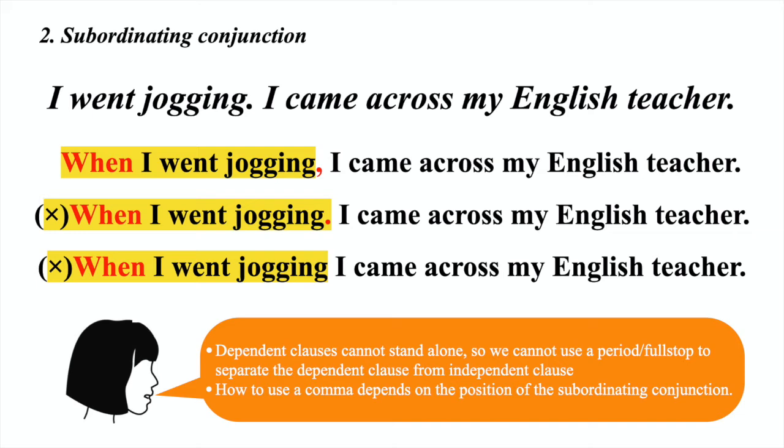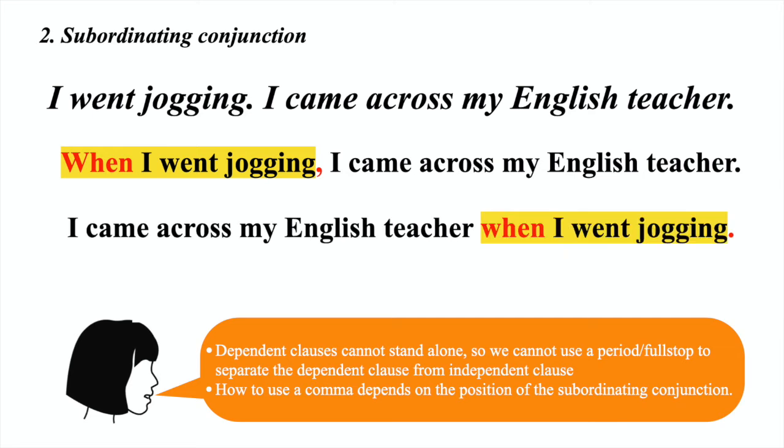So, the other way to use when to join these two sentences is, I came across my English teacher when I went jogging. The conjunction when is in the middle of the sentence. In this case, you don't need a comma. How to use a comma depends on the position of the subordinating conjunction. That's all. I hope everything is clear.